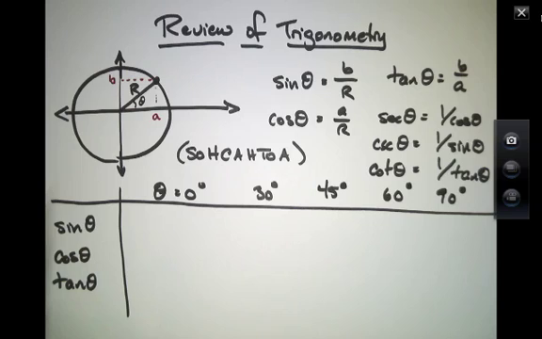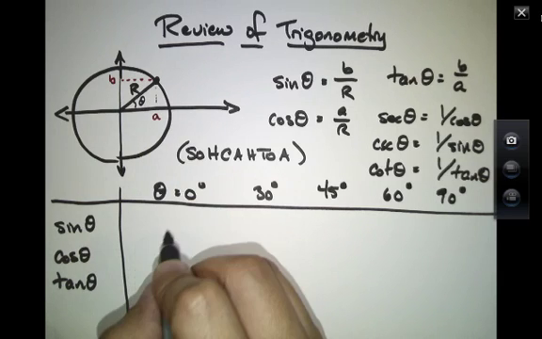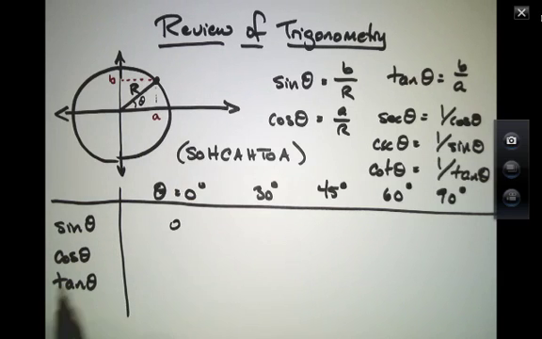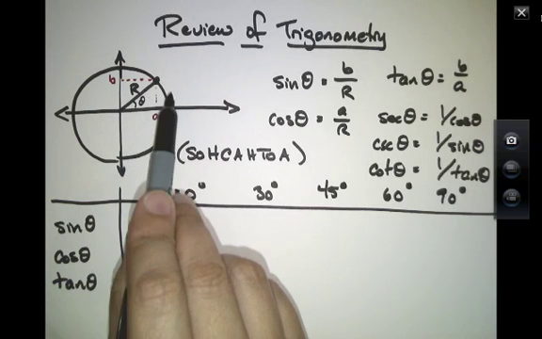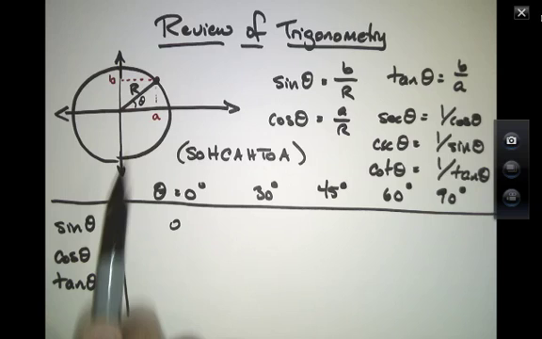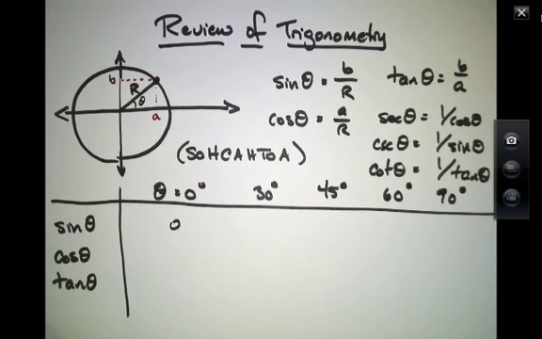When theta is very small and goes to 0, then this side b goes to 0, and the sine of that angle is 0. However, this adjacent side, as this point moves around the circle over here, becomes just the radius, and so this cosine becomes 1. The tangent is just defined really as the sine over the cosine, and so this becomes 0.